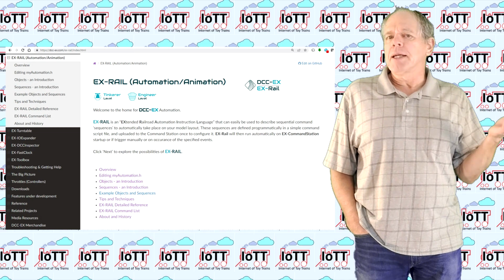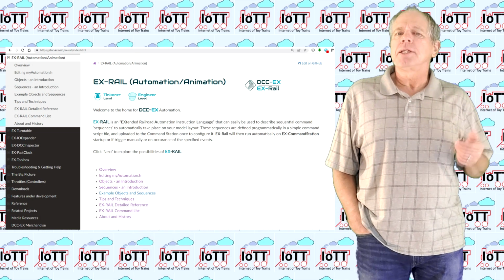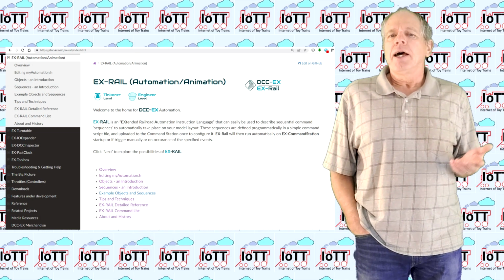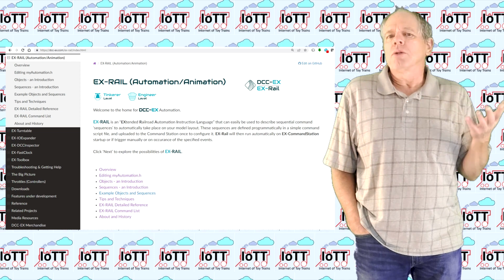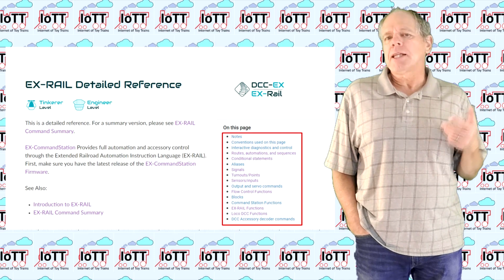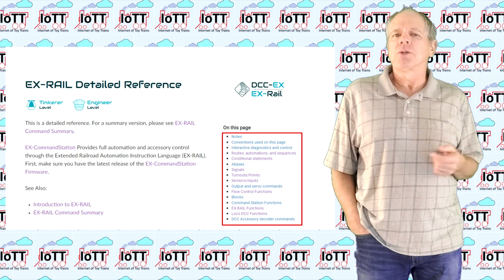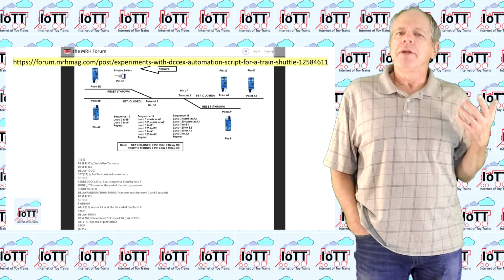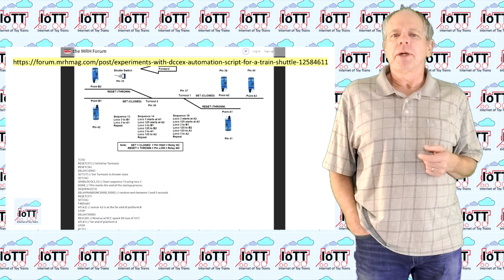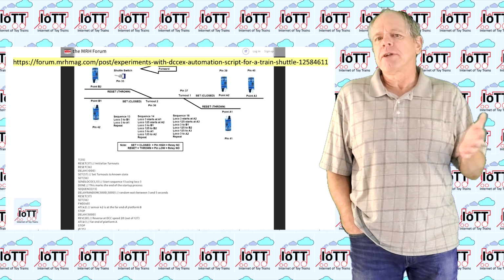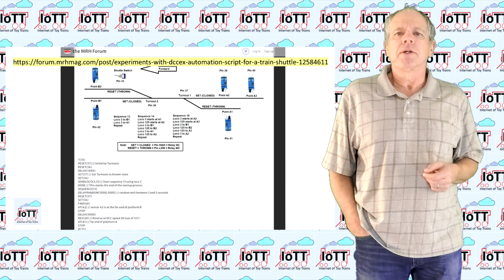X-Rail is a scripting language that is built into the DCC EX command station and that allows you to automate certain control tasks like setting routes, reacting to sensor changes, or even implementing simple train automations like a trolley line with trains going back and forth.